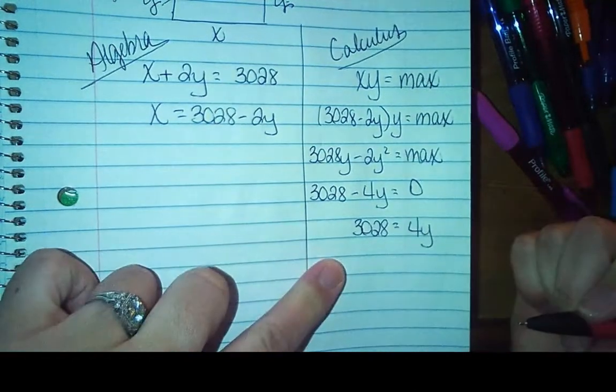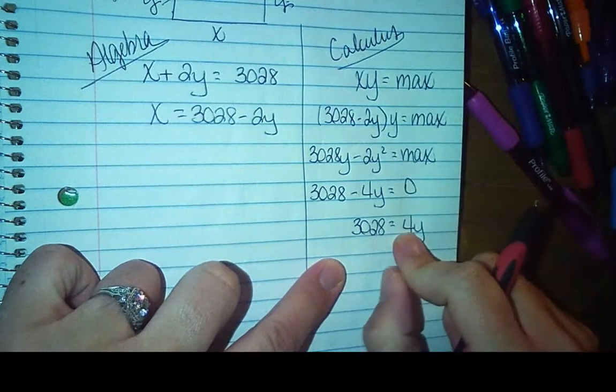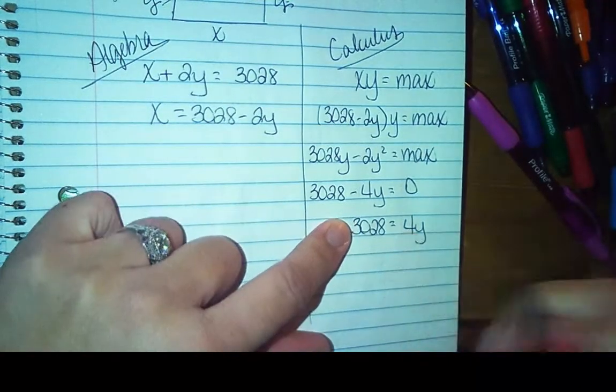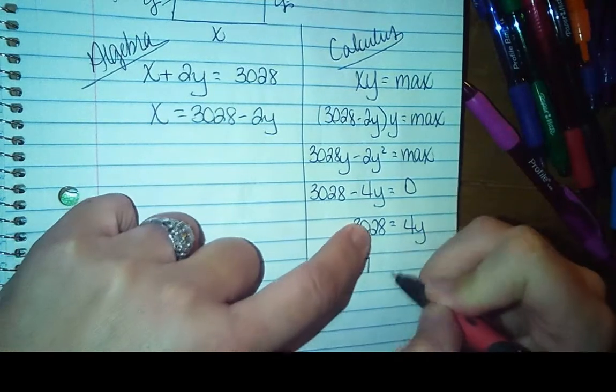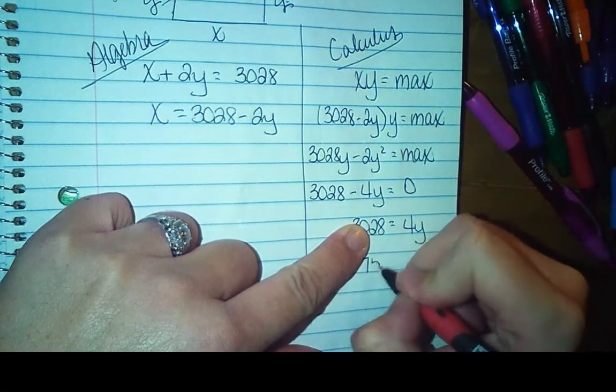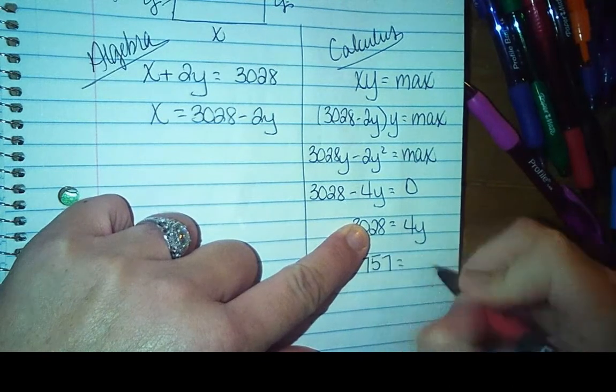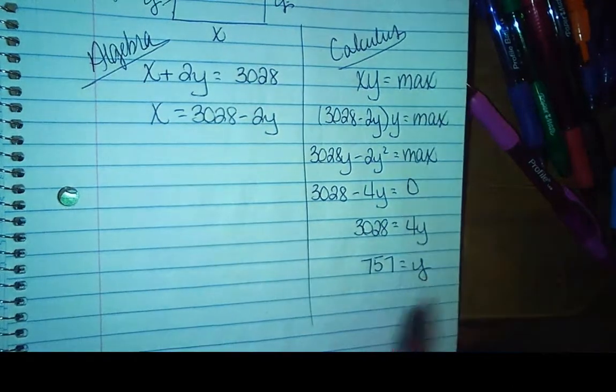And now I'm going to divide both sides by 4. So 4 goes into 3028... 4 goes into 30 7 times. 4 goes into 22 5 times with 2 left over, 7. So I know that Y is 757.